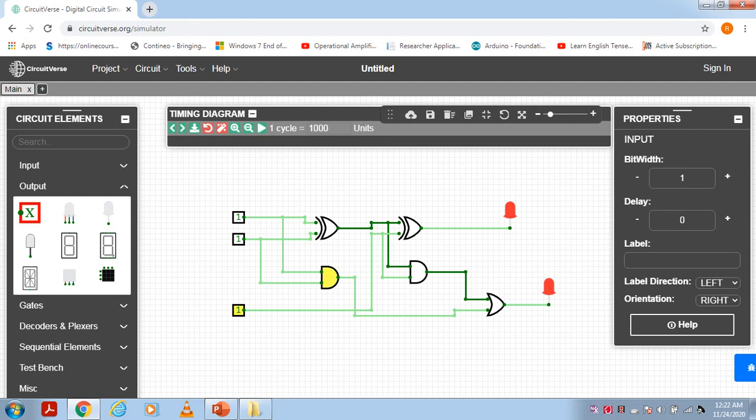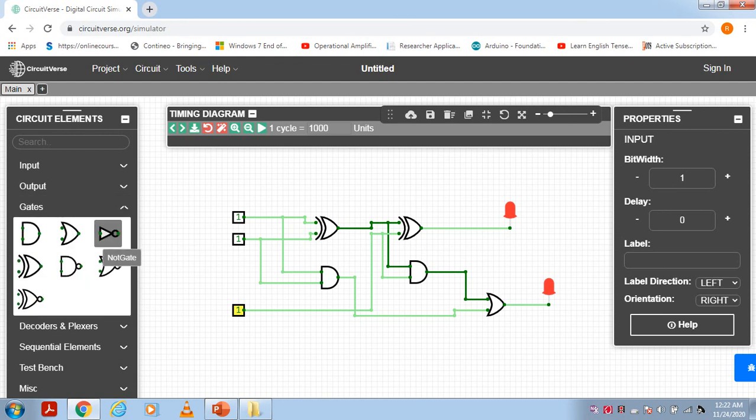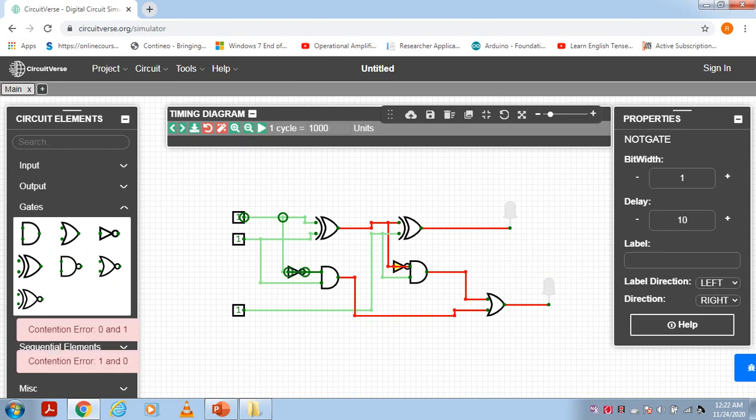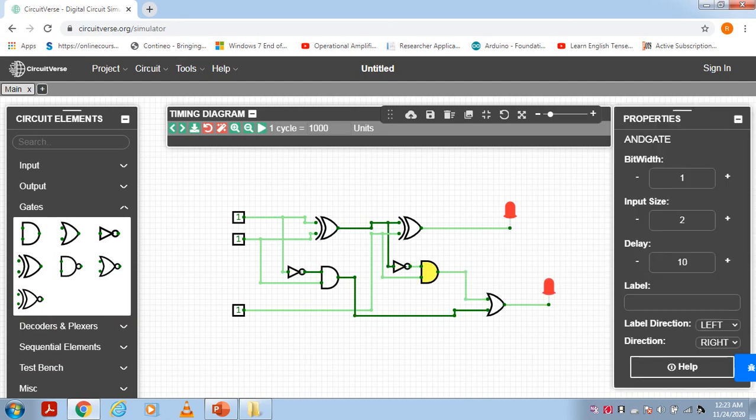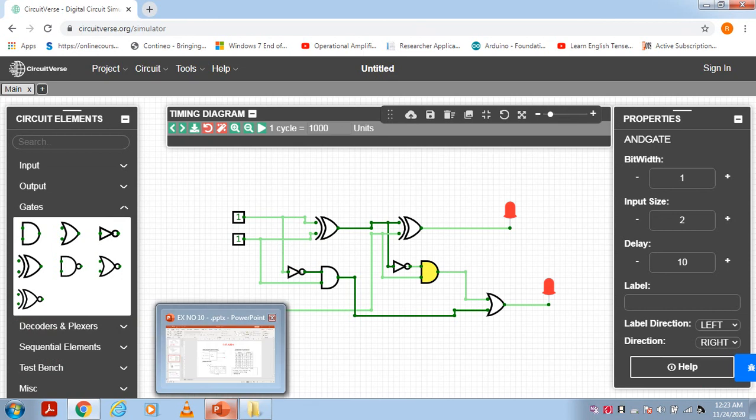In the same circuit, one NOT gate is used. Similarly here also one NOT gate will be used. So I'll select this NOT gate and place it here. Similarly for one more NOT gate. This is already short circuited, so I delete this wire. Similarly here also. That's it. Now I'm going to verify the truth table for the full subtractor circuit.